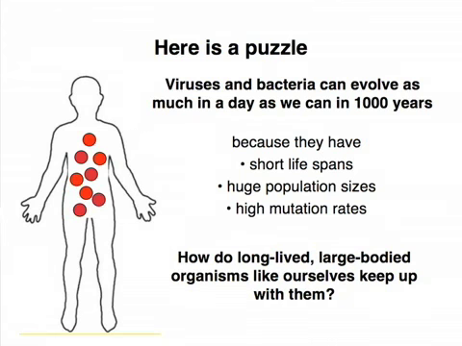Because evolution depends on the amount of genetic variability that is present in a population. When you have these huge population sizes and these high mutation rates, there is already a lot of variability to start with that natural selection can use as a raw material for evolution. And so as a result of these, viruses and bacteria can evolve as much in a day as we can in 100 years.